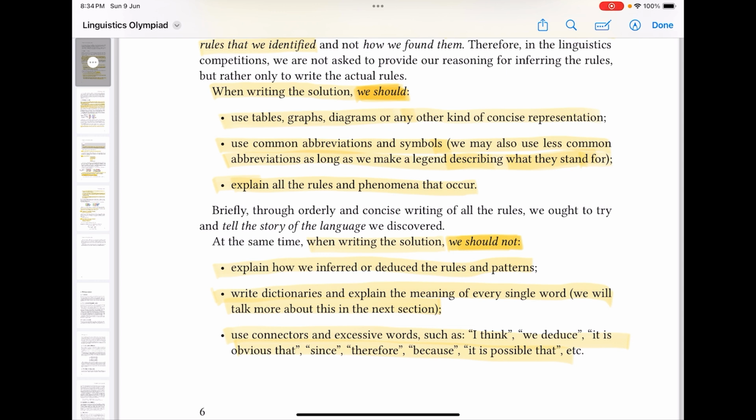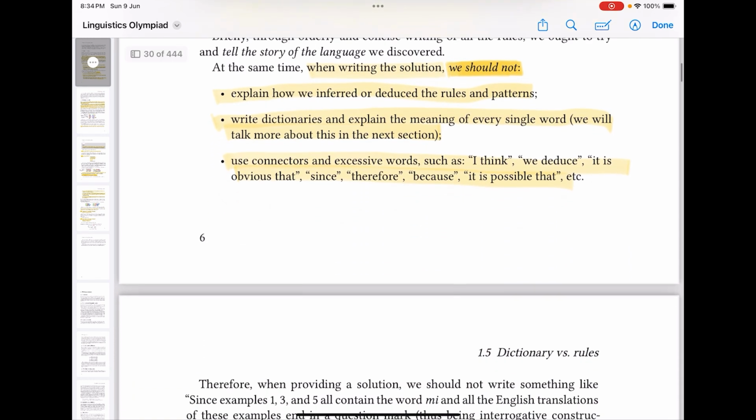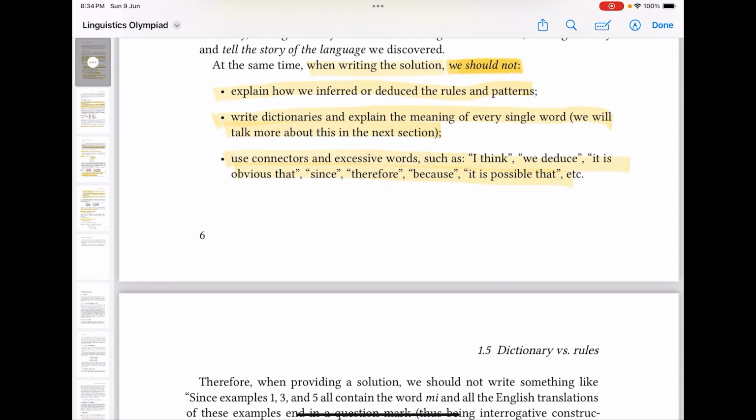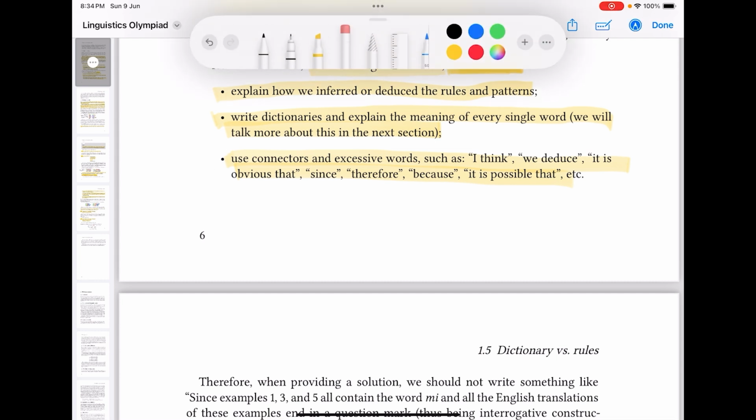We have to explain all the rules, phenomena, abbreviations, and so on. While writing the solution, we should of course not write every single word and what it means, because you're not writing a proof of two or three pages. You need to make it as short and crisp as possible, while also leaving scope for getting full marks. And as I said, not using connectors is quite important, because from personal experience I've done this a lot, as well as the dictionary thing. So keep those two in mind.